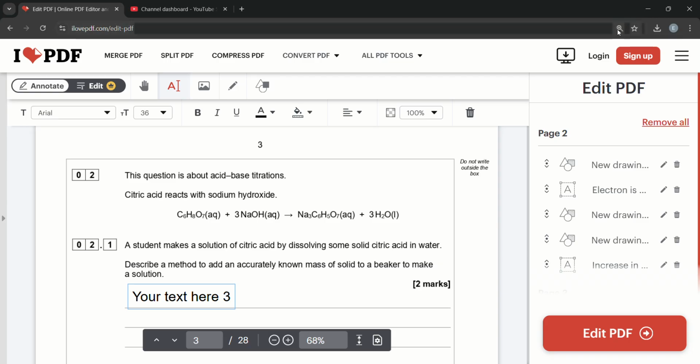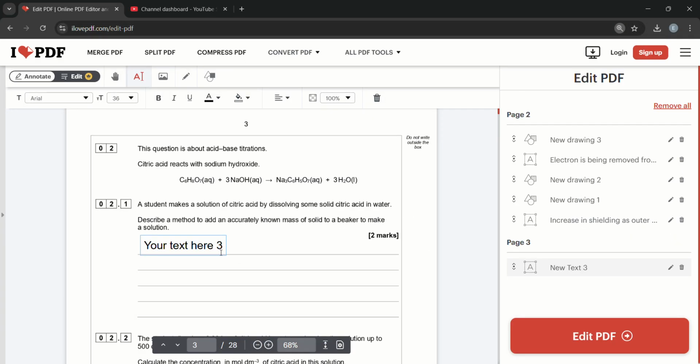So this is testing your practical skills, and many students, including myself, are not very confident with the practical skills, and that's why I need to keep reviewing them as well, start reviewing them again.